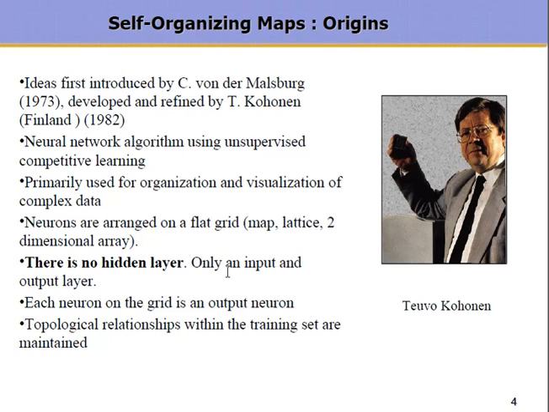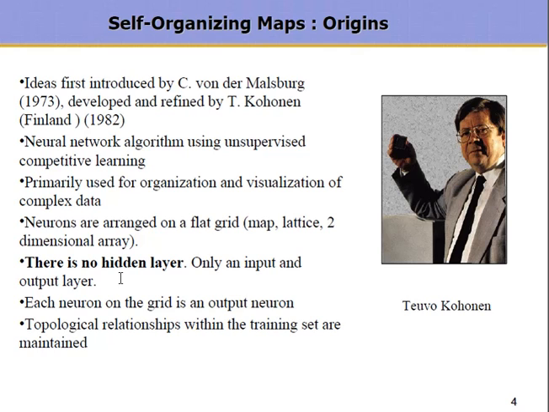There is no hidden layer. So the important thing between this neural network and the previously studied neural networks is that we don't have any kind of hidden layer present in a SOM. In a SOM, we have only two layers. One will be the input layer and one will be the output layer, and there will be no in between or hidden layer between them.